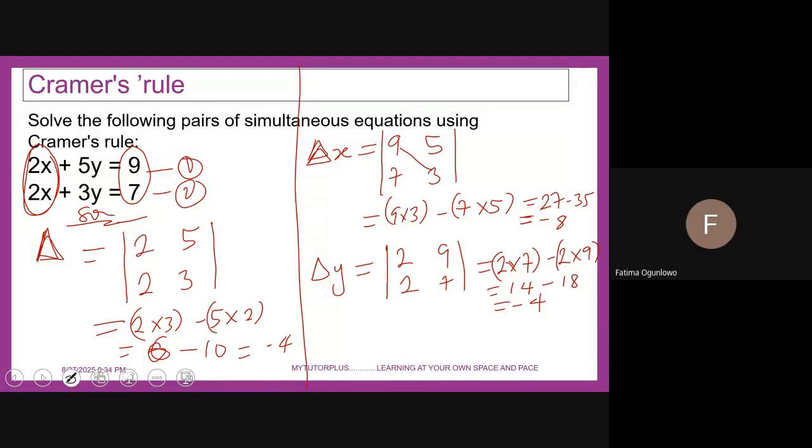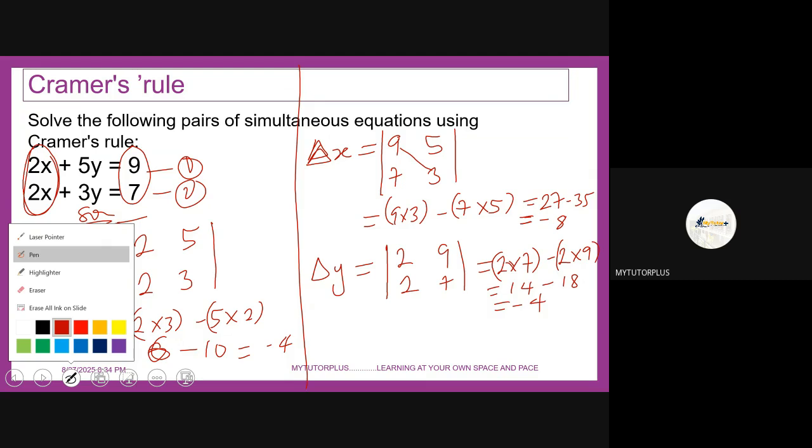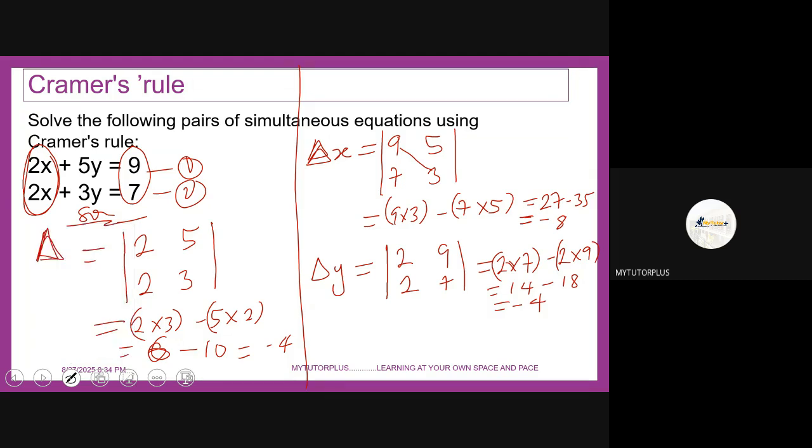Yes. Now, let us move on to the next step. The final step is for us to get the value of x and y. So let's look into the final step. x will be equal to delta x divided by delta. What we have gotten earlier is delta x and delta y, and we are looking for the value of x and y. So if I want to get the value of ordinary x, which is the main solution that we are looking for, x equals delta x divided by delta.